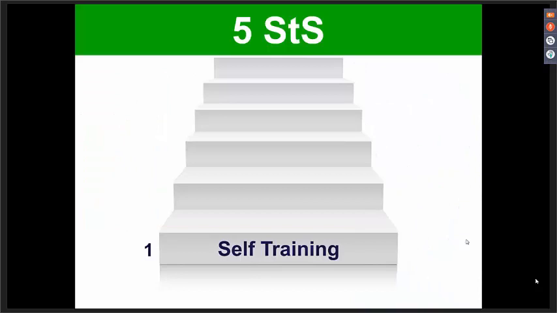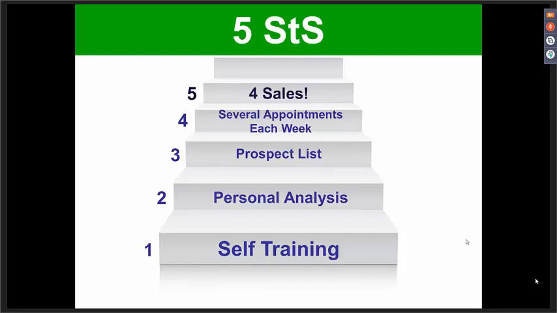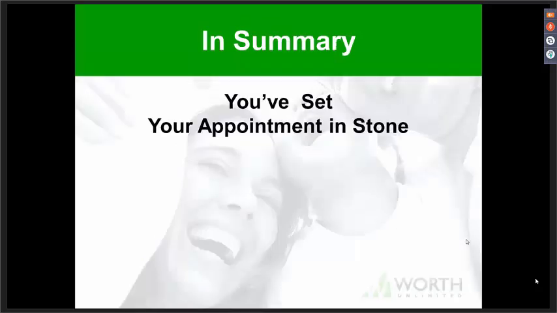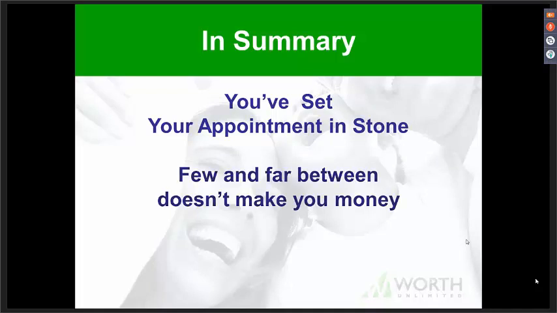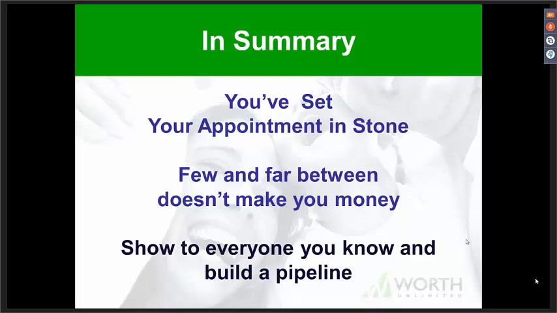So the 5 steps to success are self-training, personal analysis, prospect list, several appointments each week, 4 sales in a month, success in 30 days. This has been a proven system that we have utilized for people to achieve success. So in summary, you've set your appointment in stone. Few and far between doesn't make you money. You need to remember that. Just a little bit here and there isn't going to make you money. You need to have numbers. Show to everyone you know and build a substantial pipeline. Don't make the decision on who should hear the information and who should not hear this information.